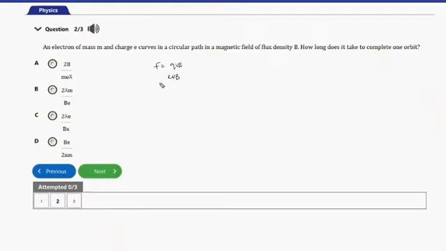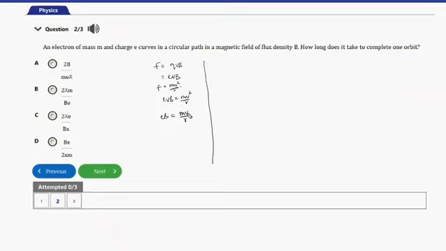So let's also recall that F is equal to mv squared over r. So if we equate the two, that becomes evB is equal to mv squared over r. So guys, in this case, we can cancel out one v from here and we eliminate the v from here. So in that case, we are going to have that eB is equal to mv over r.